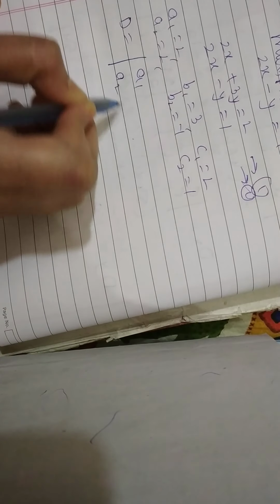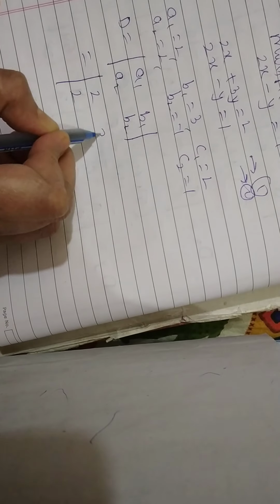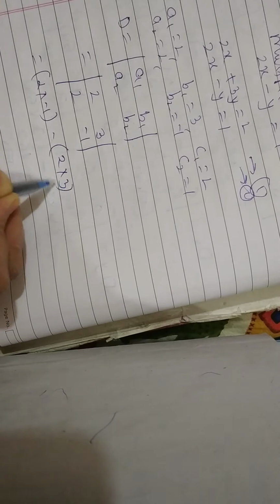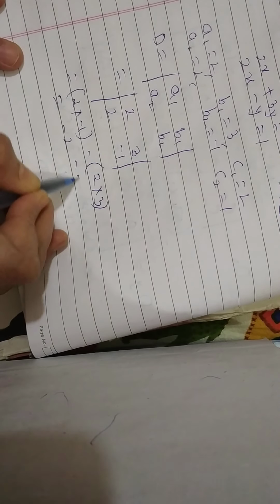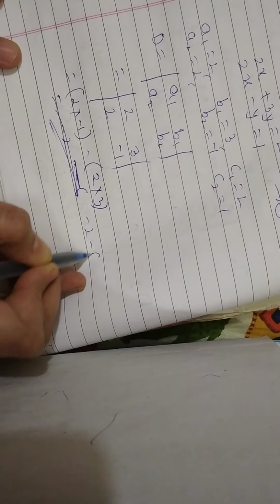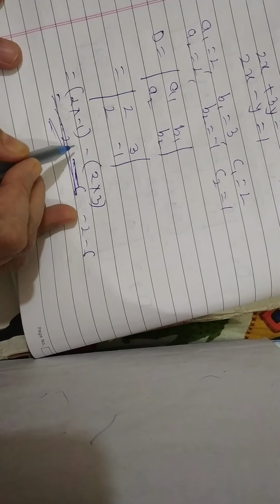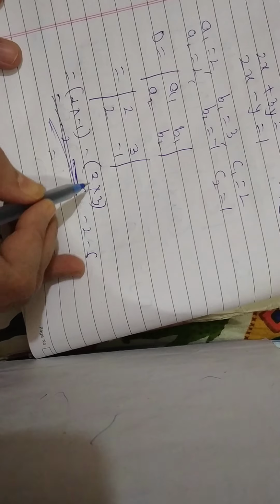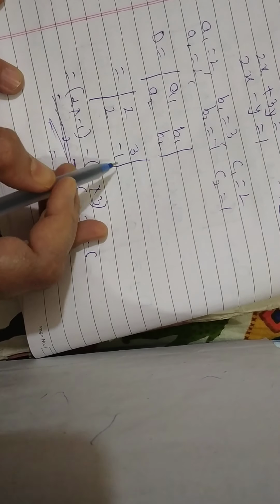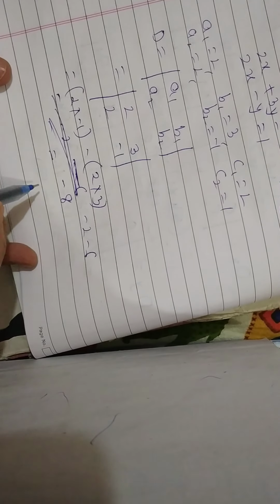A1, A2, B1, B2. What is A1? 2, 2, 3, minus 1. 2 into minus 1 minus 2 into 3. Minus 2, minus 6. This is how much? Minus 8. D will be minus 8.